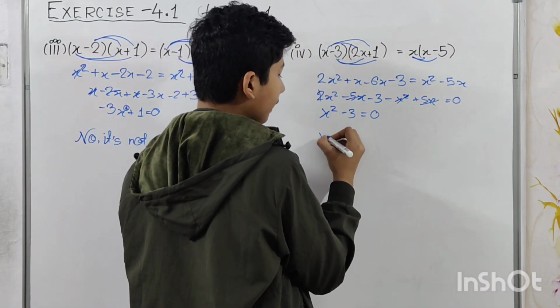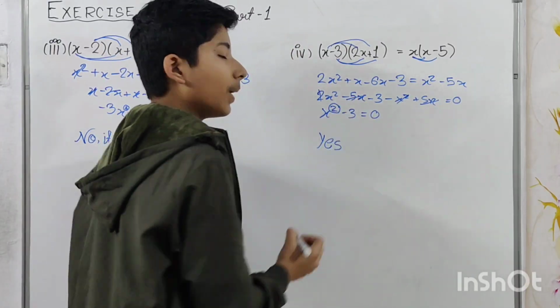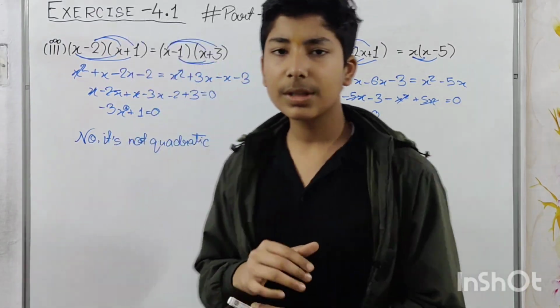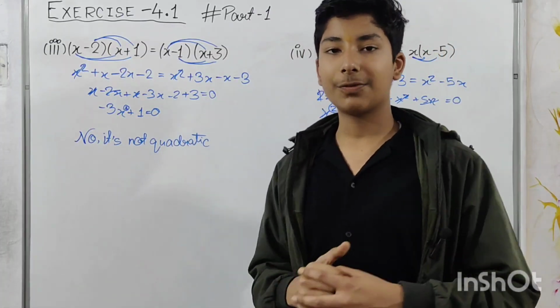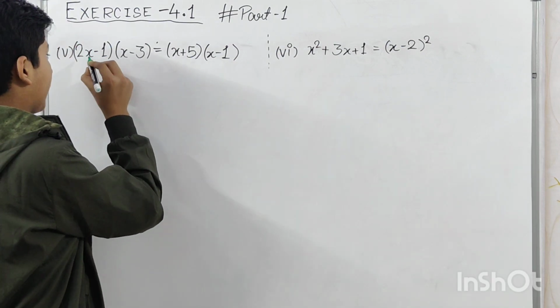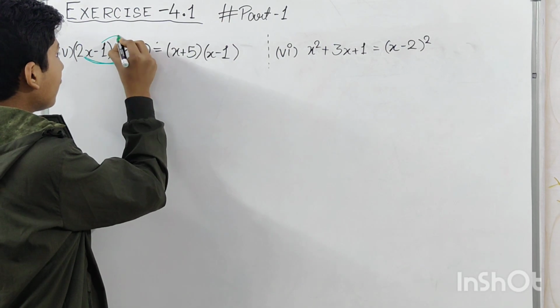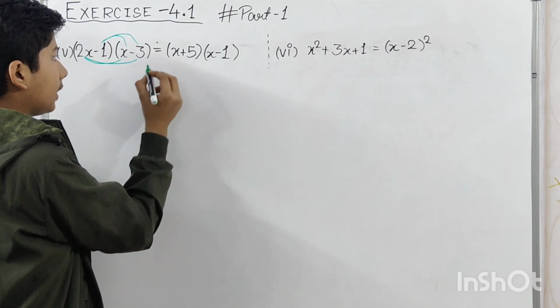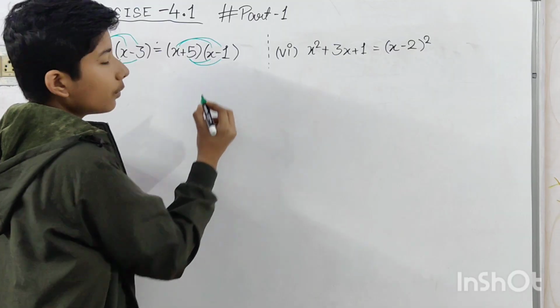So yes, and it is quadratic because it has the highest power as 2. I hope this is also clear, and we'll continue with the fifth and sixth part of this question. It is again the two brackets. So 2x into x, 2x into minus 3, minus 1 into x, minus 1 into minus 3, x into x, x into minus 1, 5 into x, 5 into minus 1.